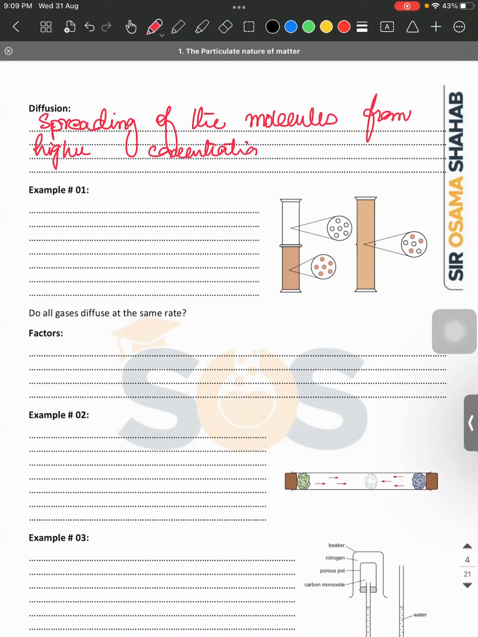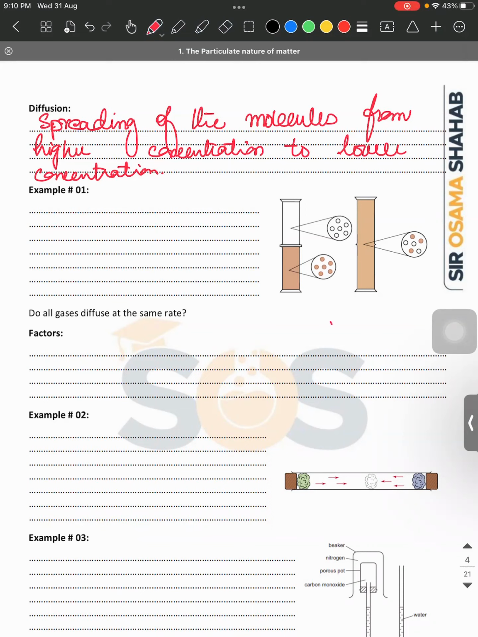Right, bacho? So this is the definition of diffusion. Diffusion can happen in solids, in liquids, and in gases. As the particles in gases are far apart from each other, they will show greater diffusion, right? Because the particles are far apart, they can move very rapidly. That is why diffusion in gases is fast, right? That is why most of the time we talk about gaseous diffusion. Even though diffusion can occur in liquids and in solids as well, most of the time we just talk about diffusion in gases.